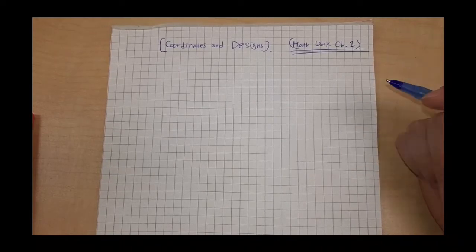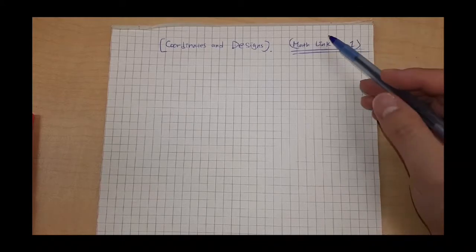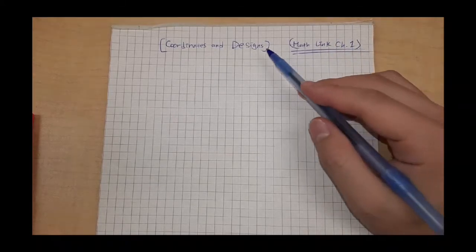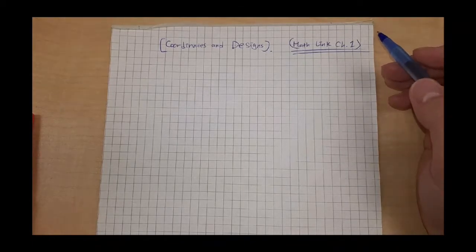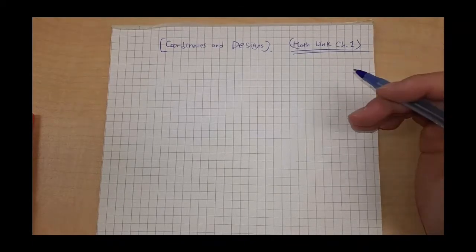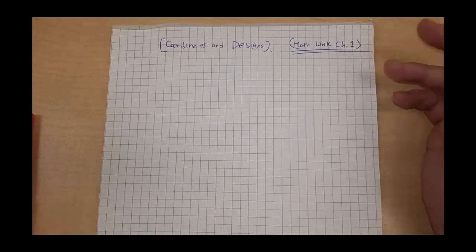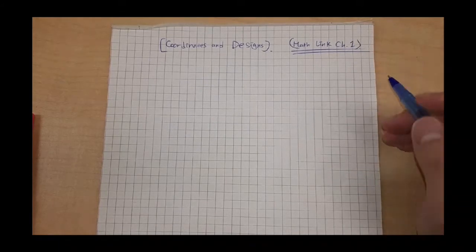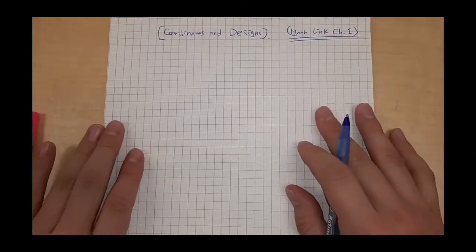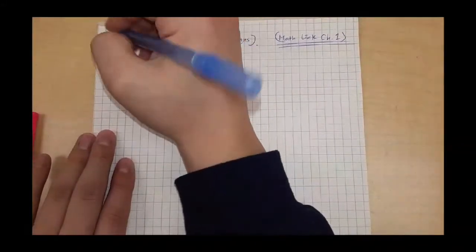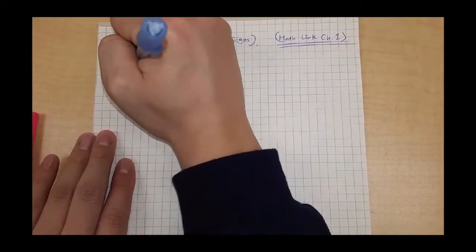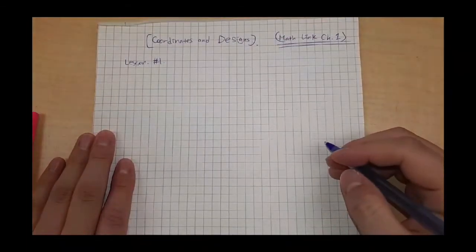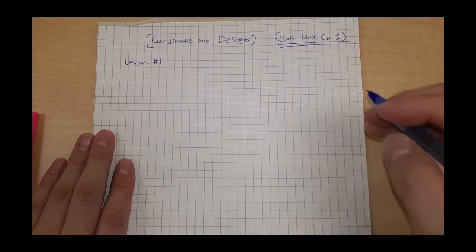This new unit, or chapter if you will, you can find it in the textbook Math Link, chapter 1. The title is Coordinates and Designs. Obviously we are going to start with the basics, and the very first concept that we are going to learn, which is today's title, I'm going to refer to as the Cartesian Plane.